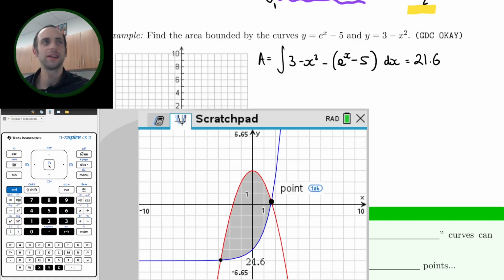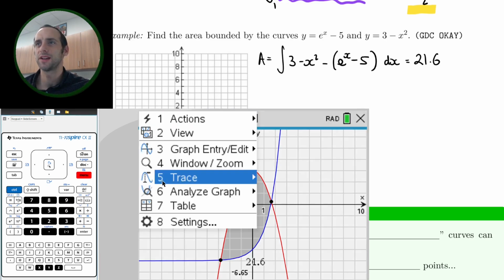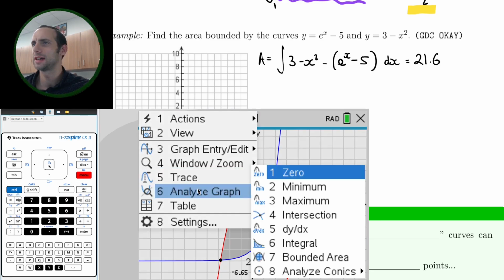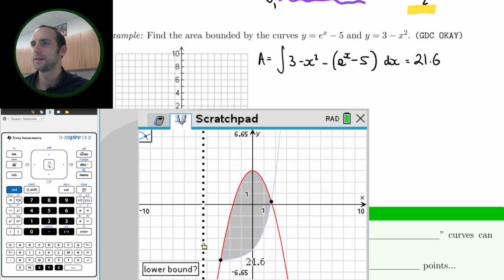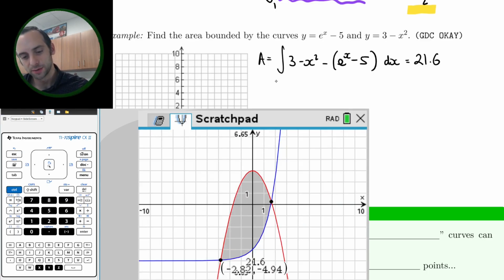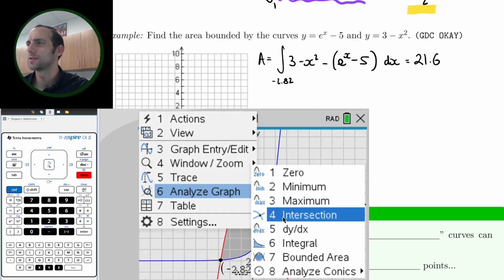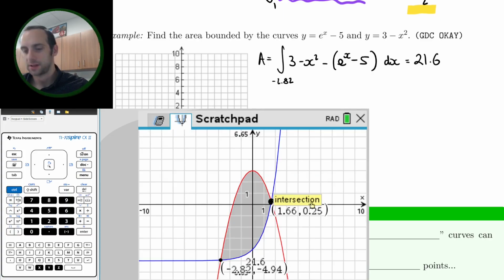If we really want to get those points of intersection to complete our definite integral, we can absolutely do that. We go analyze graph, intersection. So it was from negative 2.82. That was our lower bound. We'll do it again. Analyze graph, intersection. Yeah, upper bound was the x value, so 1.66. Okay? So on an exam, I would recommend showing that work.